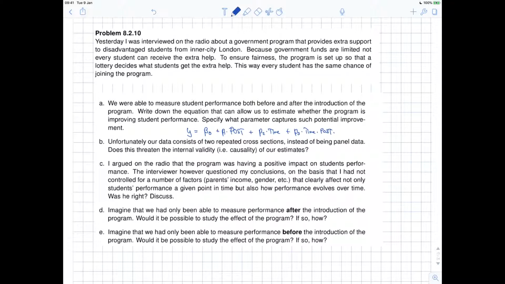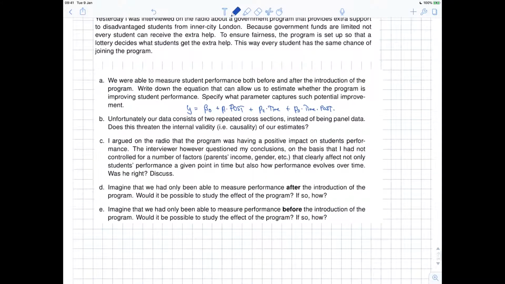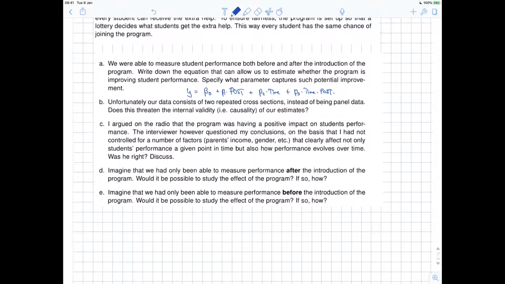So what is y in this case? Well, in this case, it's performance on the exam, right? What is post in this case? Well, it's a dummy variable for after you got a treatment, right? Or whether you got a treatment or not, or post is the actual treatment, if the individual was treated or not, right? What is the parameter of interest? It is the interaction of time and post.